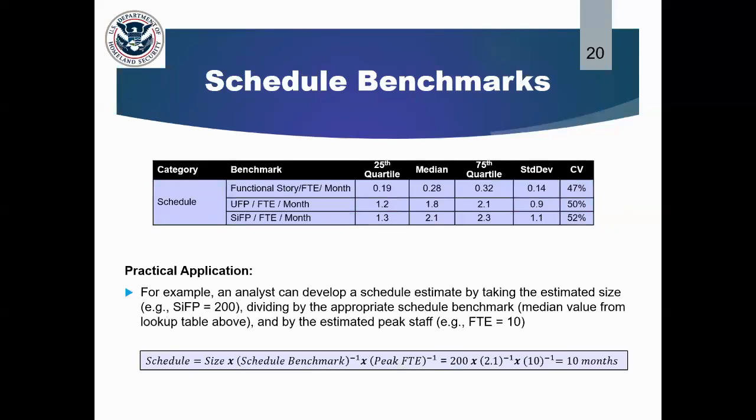Similarly, for schedule benchmarks, we show functional story per FTE per month, unadjusted function point per FTE per month, and then simple function point per FTE per month. Similarly, we show the 25th quartile, median, and 75th quartile. You can also use this for a cross-check or risk boundaries in a schedule risk analysis. And then we show the same practical application example where you had 200 simple function points and how to derive the number of schedule months using your benchmark.